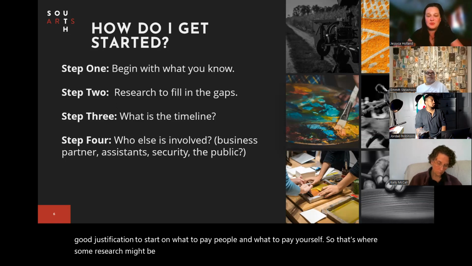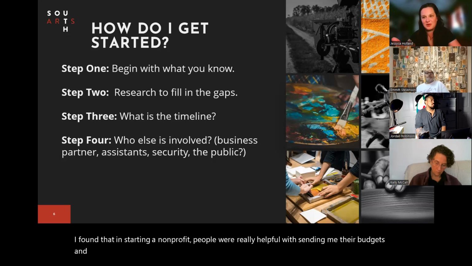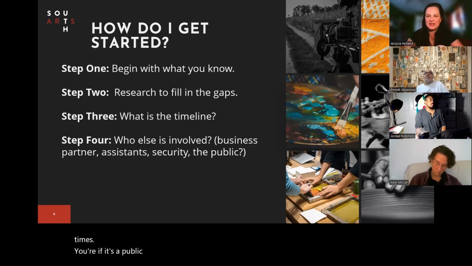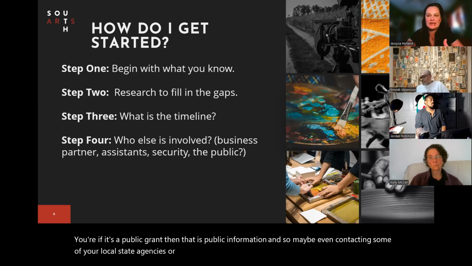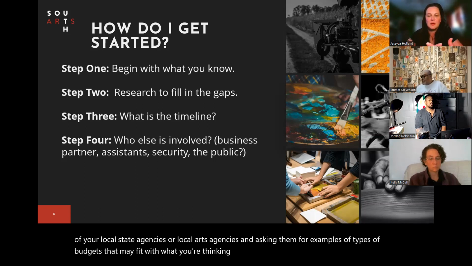Other kinds of research may just be really informal. I found that in starting a nonprofit, people were really helpful with sending me their budgets. And here's the thing about running a nonprofit anyway, is if you apply for a grant, then a lot of times, if it's a public grant, then that is public information. And so maybe even contacting some of your local state agencies or local arts agencies and asking them for examples of types of budgets that may fit with what you're thinking about, so you can get a good example.